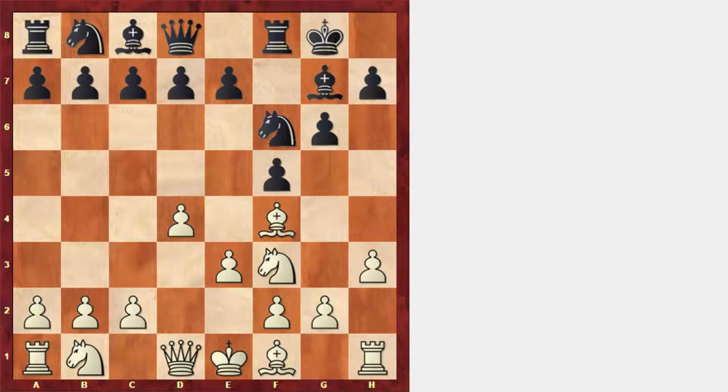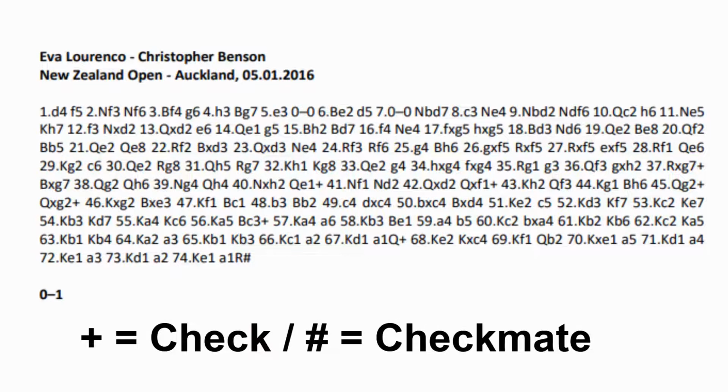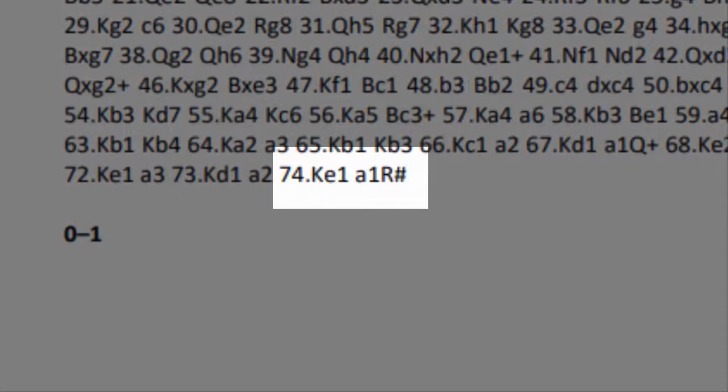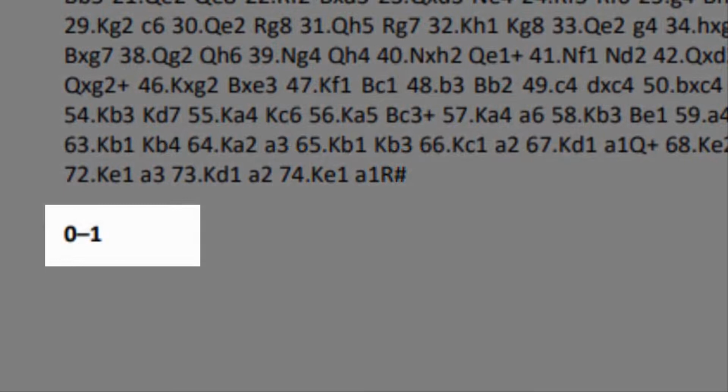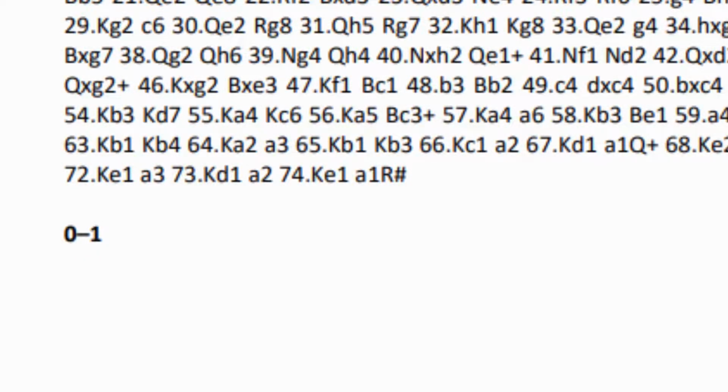Another symbol that you might see a lot is a plus sign, which means that we give a check. So whenever we have a plus, it is a check, and a numeral sign is a checkmate. So here we see in the last move that we get a checkmate, and then we have the result. Since this is a black move on the 74th move, we see that white played king to e1 and then black played a1=R and gives a checkmate. So we get the result, which is 0-1 because black won.